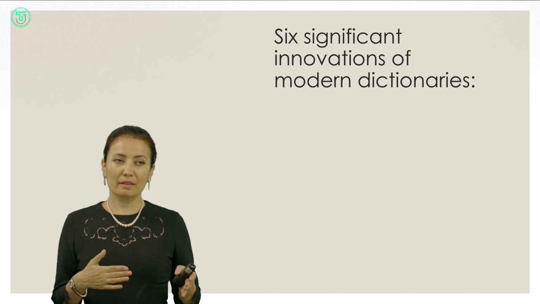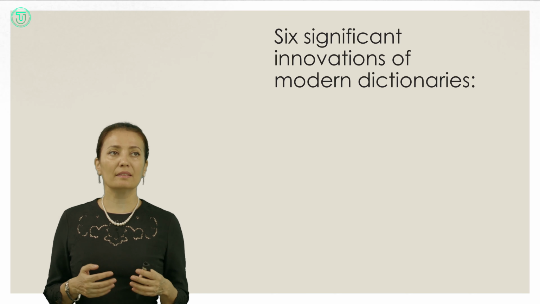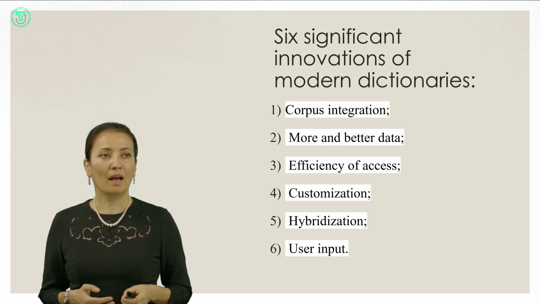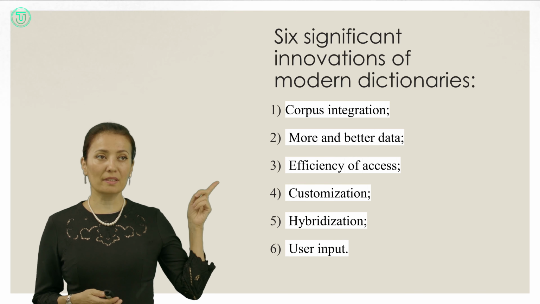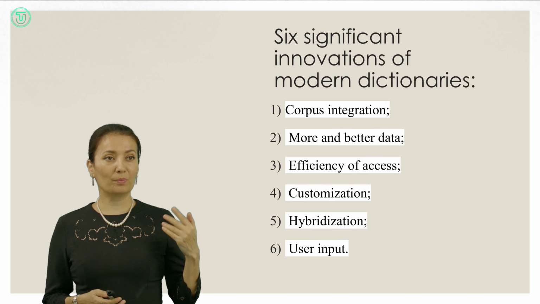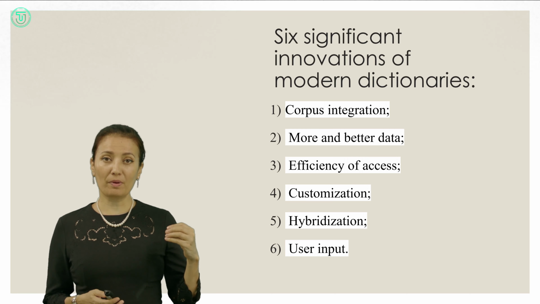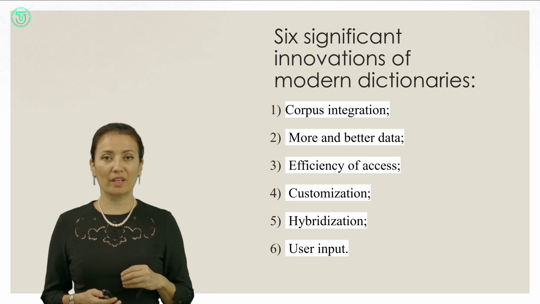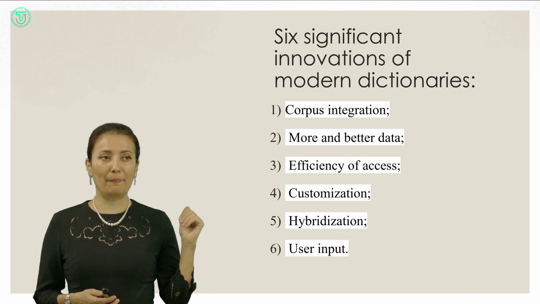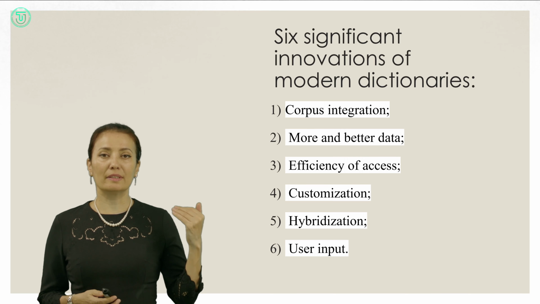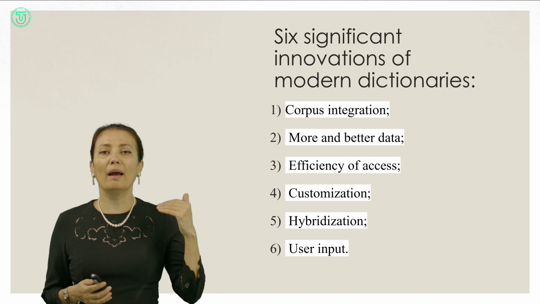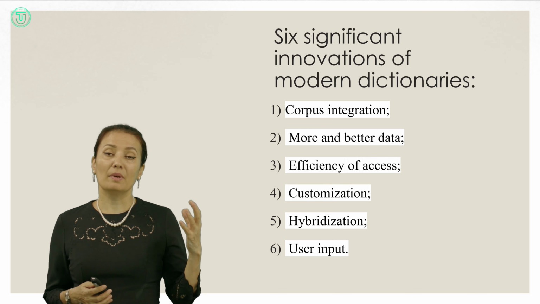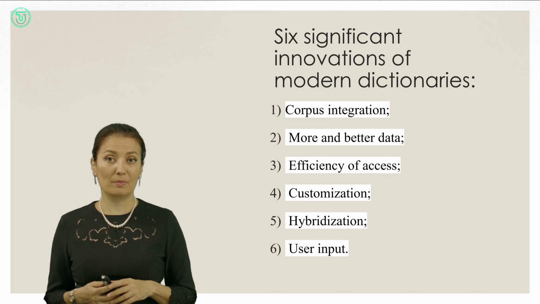And nowadays, there are six significant innovations of modern dictionaries. What are they? Let's have a look at them. First of all, it is corpus integration, as you see. As I told you in previous lectures, corpora have become a basic source of information for the dictionary compiling process. So, more and better data. Data were big masses of text, large masses of texts. As text became massive, information has become massive.